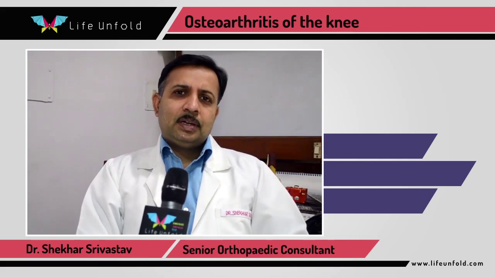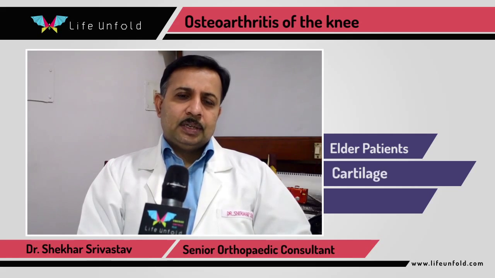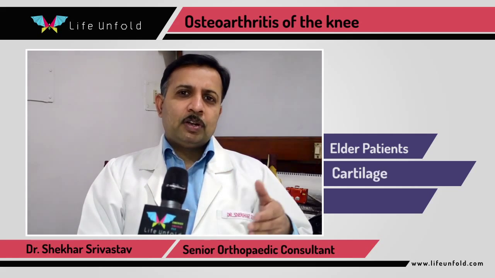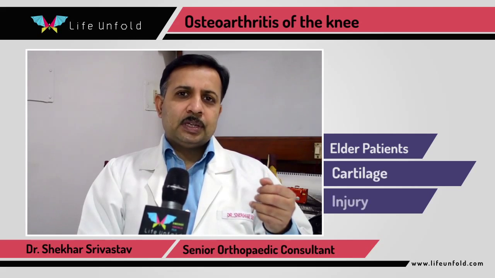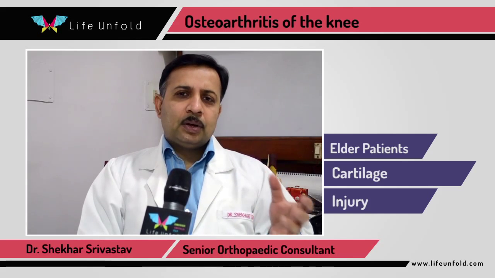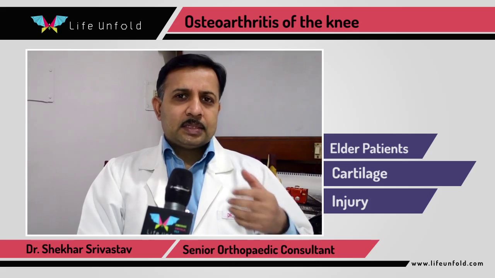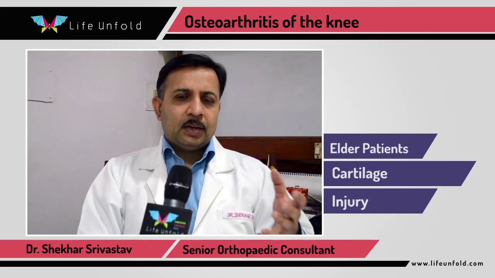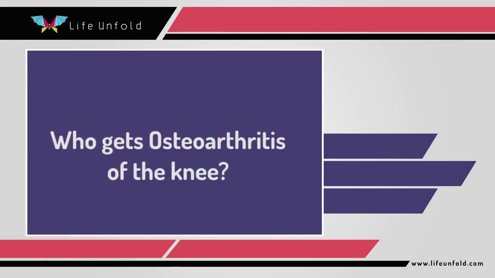Osteoarthritis of the knee joint is the arthritis which is seen in elderly patients because of wear and tear. So what happens, our knee is covered with a cartilage. Now this helps in smooth movement of the knee joint. With age or sometimes because of injury, this cartilage undergoes degeneration. It undergoes wear and tear. So as it undergoes wear and tear, the knee becomes painful. That is known as osteoarthritis of the knee joint.